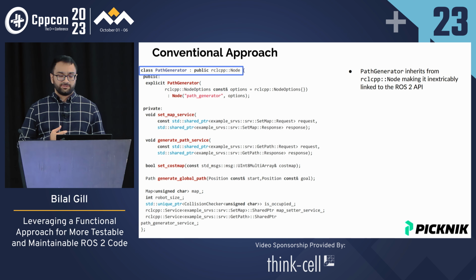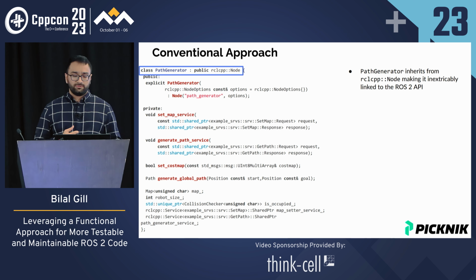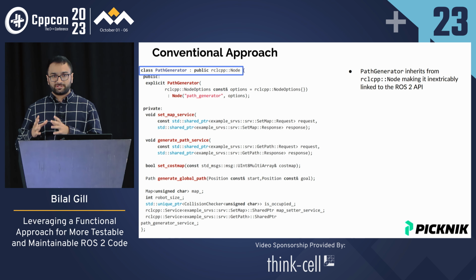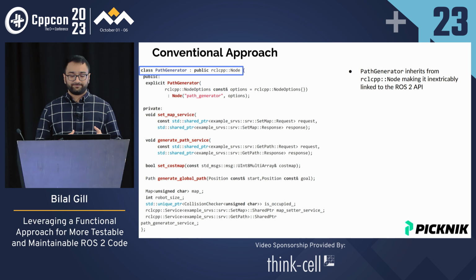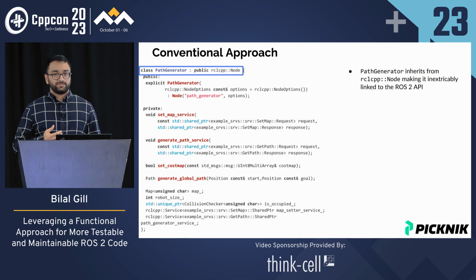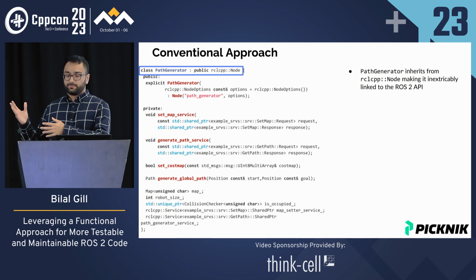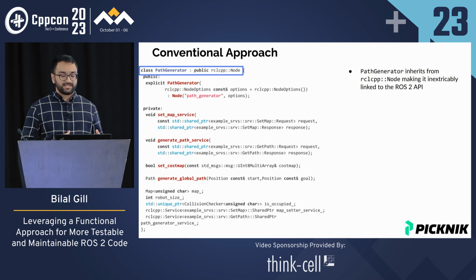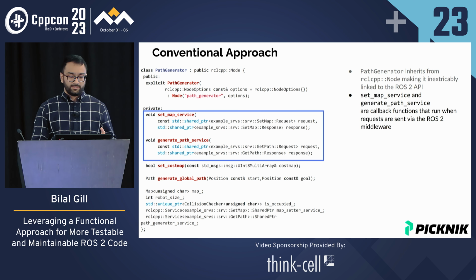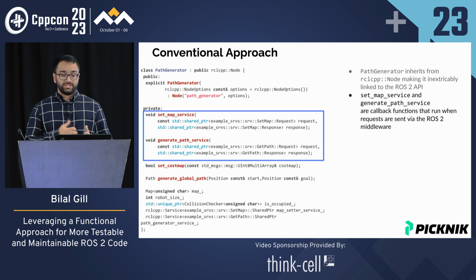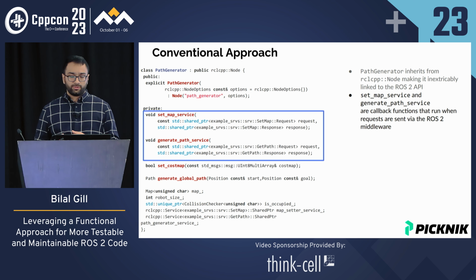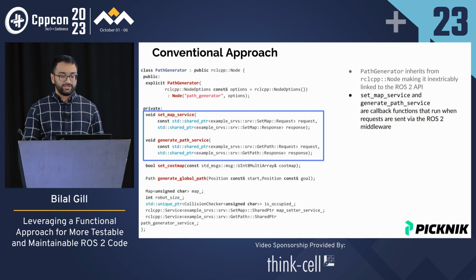I'm going to go through the code and just note things of interest. We know that PathGenerator inherits from rclcpp::Node, making it inextricably linked to the ROS2 API. Because of the way that ROS2 is architected, we now depend on the runtime environment to test this class. We have the setMap service and generatePath service that I've outlined, and those are callback functions that run when requests are sent via the ROS2 middleware.